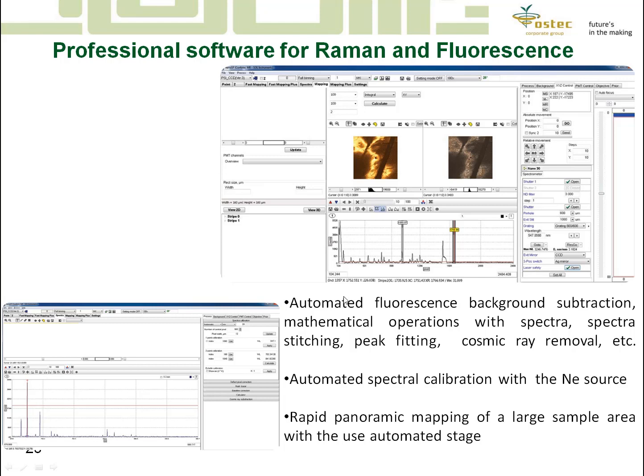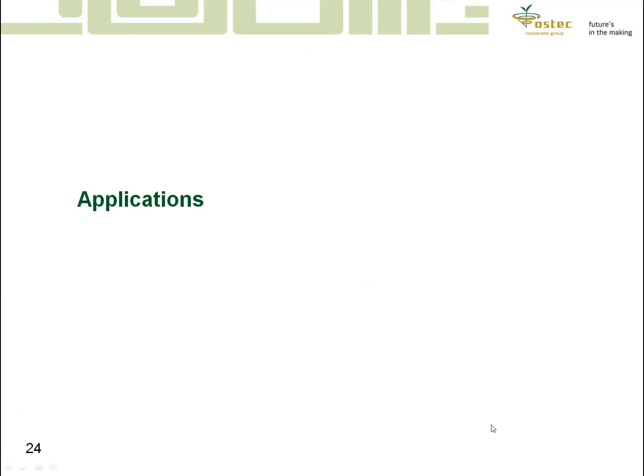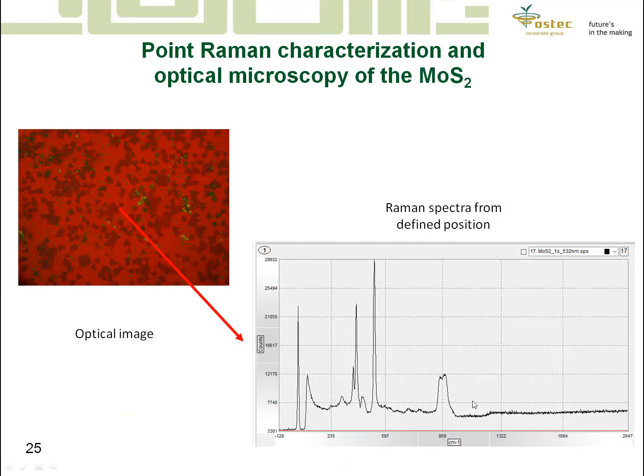So of course software, here you can see the automatic software, fluorescence background subtraction, also automated spectral calibration by neon lamp source, and panoramic functions. They are very important. Let's talk now about some applications.